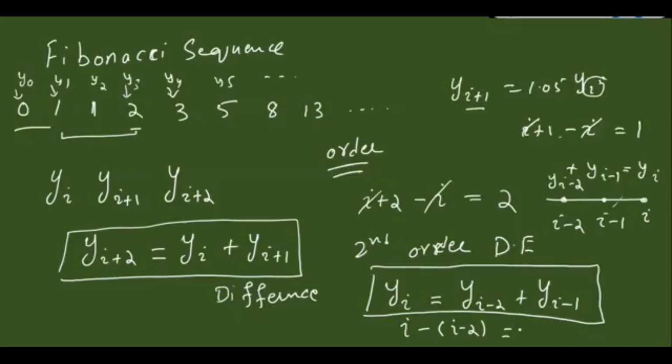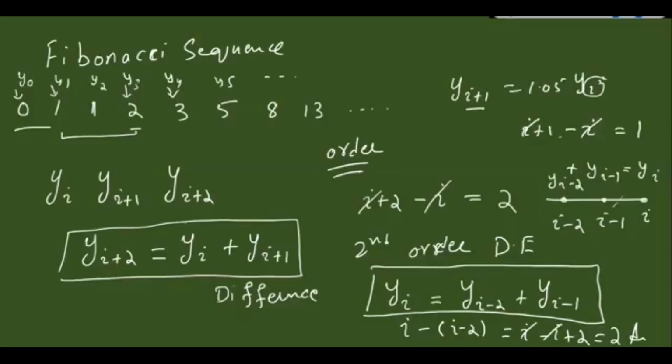If you solve it, you will get i minus i plus 2, and i will be cancelled out, and the final answer is 2. Okay, so the order is 2. So we can say that the order of the difference equation is still 2. It does not matter in which indices you express your answer. The order remains the same. It will not change. This is one of the points.